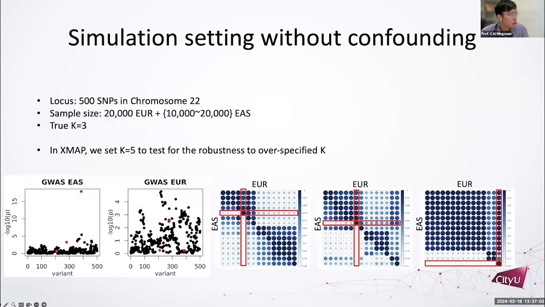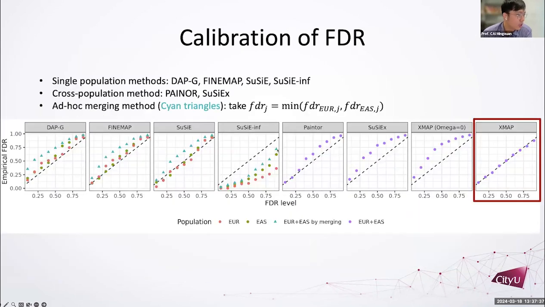Here I show you some empirical results from our studies. For simulation, we consider 500 SNPs in chromosome 22, and the sample size is 20,000 European with 10,000 to 20,000 East Asian. We set the true number of causal signals to be 3. We select these 3 signals so that they are less correlated in the East Asian population, but highly correlated with non-causal SNPs in the European population.